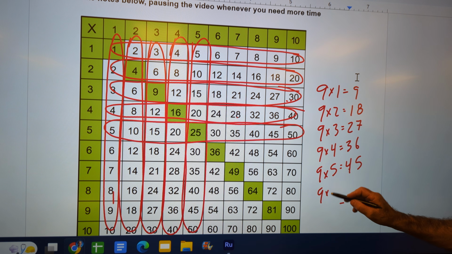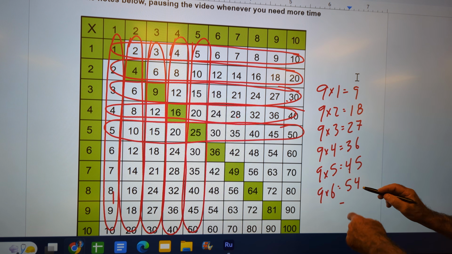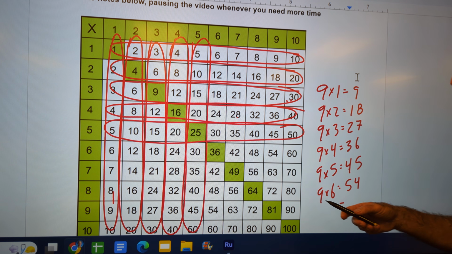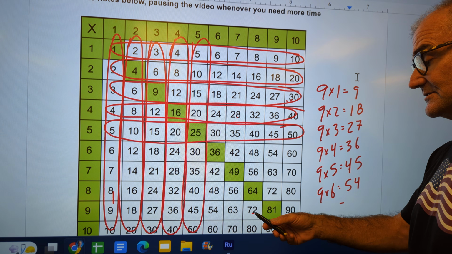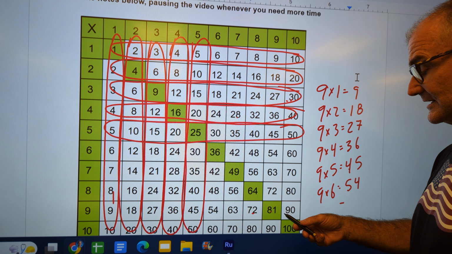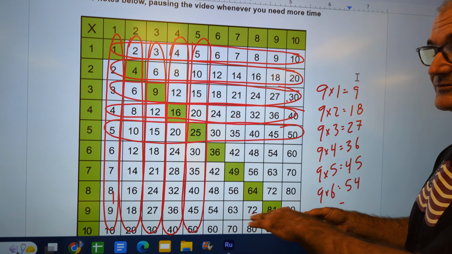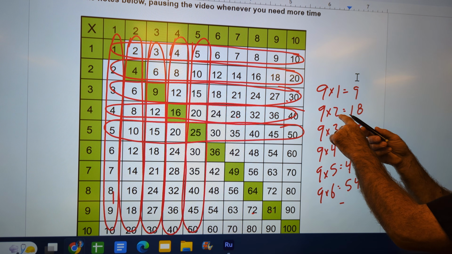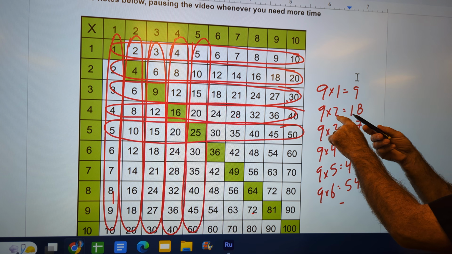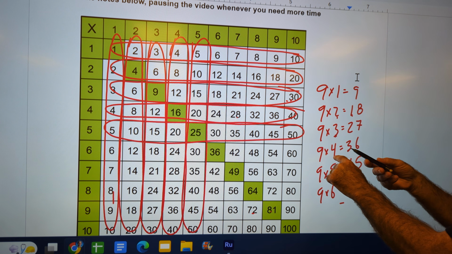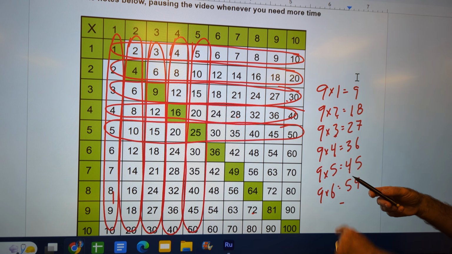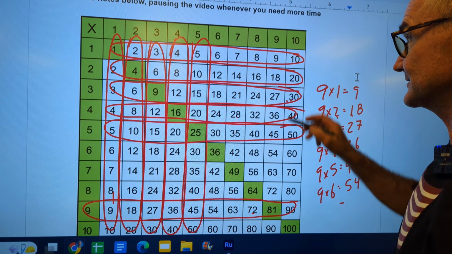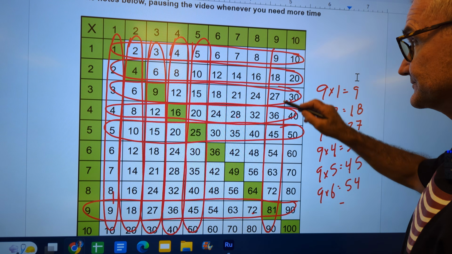9 times 6, 54. 5 plus 4 is 9. 9 times 7, 63. 6 and the 3 equal 9. 7 and 2 is a 9. 8 plus 1 is a 9. 9 and a 0 is 9. So you know if you're getting the nines right. The other thing too, this digit will always be 1 less than that digit. So 9 times 2 is going to be a 1 here. 9 times 3, a 2 here. A 3 here. A 4 here. So that's how I do the nines. And that's going to give me all these nines.